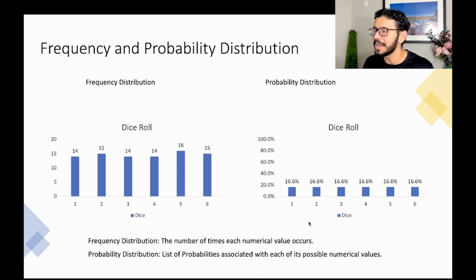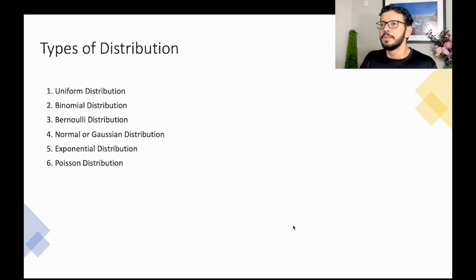It's important to understand these things very well, because both frequency and probability distribution will be used multiple times in our coming videos. Then let's take a look at types of distribution. So there are 6 main types of distribution. There is a 7th type as well, but for the most part, you can assume that these 6 basically cover everything. So you have uniform distribution, you have binomial distribution, and then it goes all the way up until Poisson distribution.